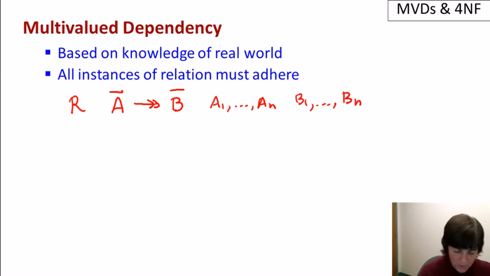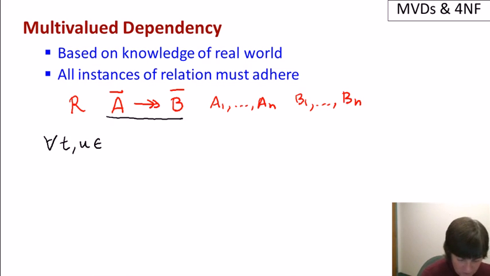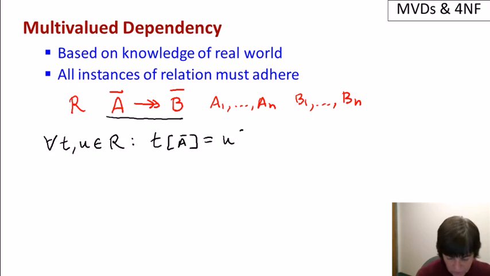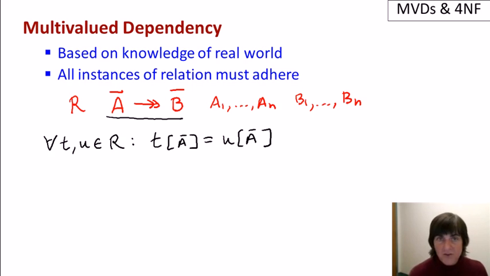So now let me write the formal definition of A multi-determines B, again using first-order logic, similarly to what we did with functional dependencies, but this one's a bit more complicated. It says, for all tuples T and U that are in relation R, if T with the attributes A of T equals U for the attributes A of U, again these are lists of attributes, so if the two tuples agree on their A values, then, and remember for functional dependencies it was simple, we just said they agreed on their B values, but now it gets more complicated.